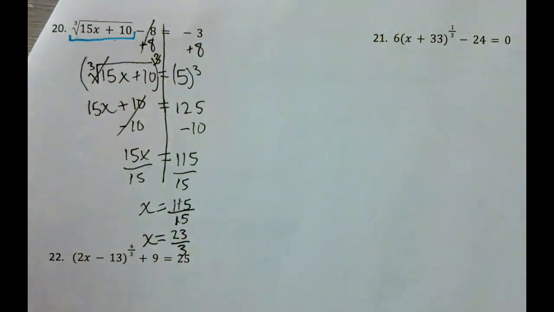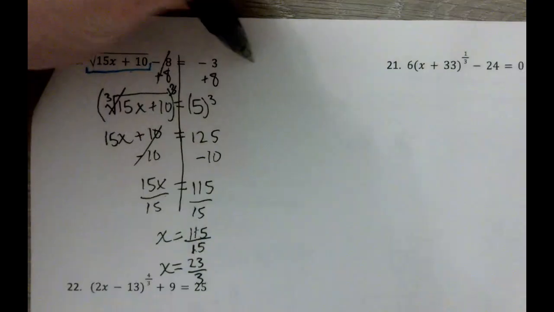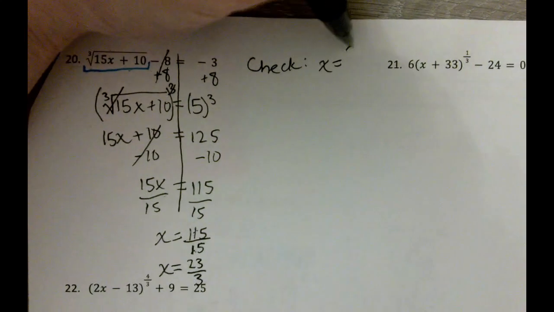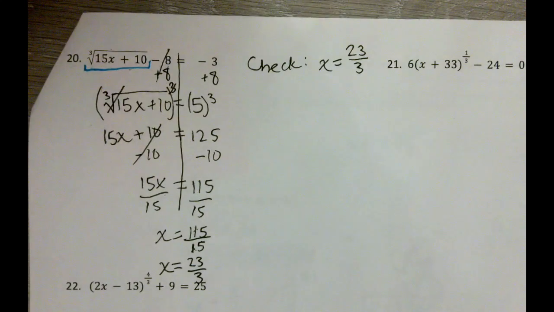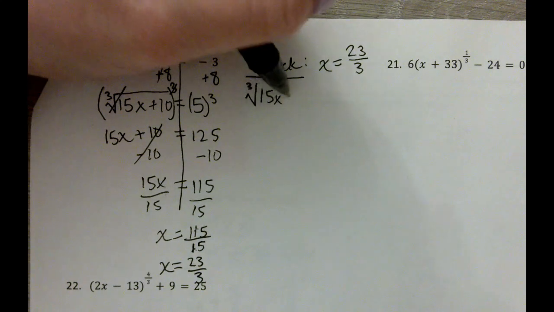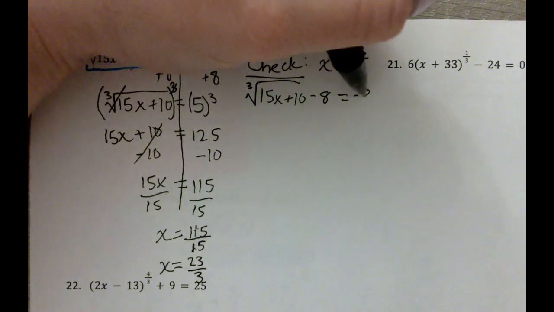We have to check it, of course. So it's a maybe. Let's see. Check. X equals 23 over 3. Our problem is the cube root of 15x plus 10 minus 8 equals negative 3.